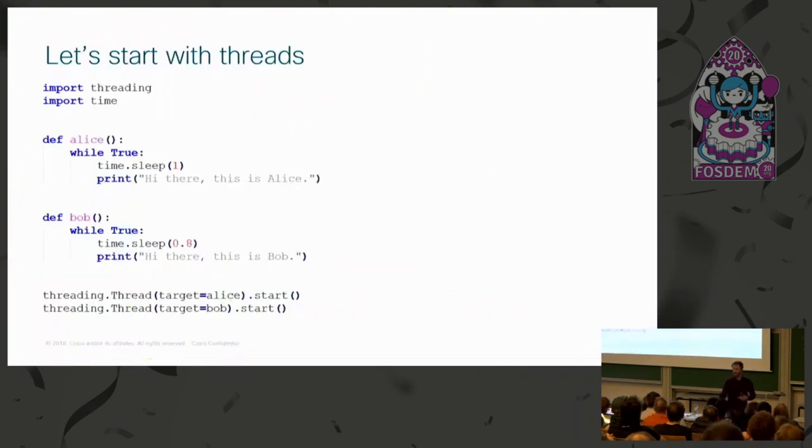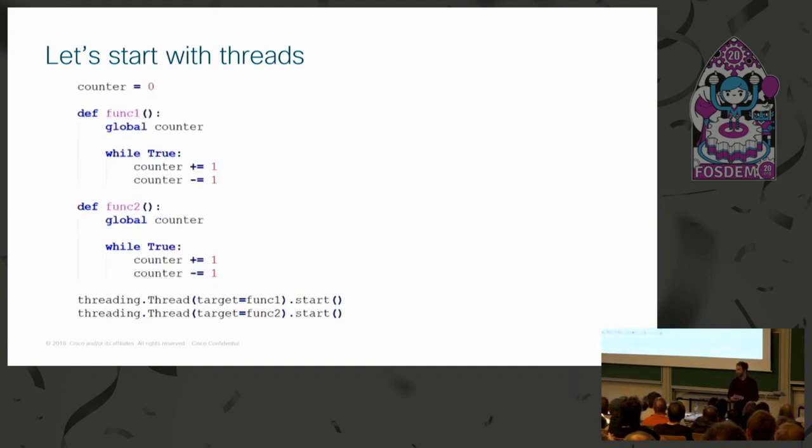Now, things become more complex if these threads have to coordinate with each other, if they have to exchange data somehow. Like, for instance, in this example, you see that there's a global variable, counter, and both threads are trying to manipulate that variable. So first we are doing an increment, and then we are doing a decrement. And both threads, you see, they're doing exactly the same thing.